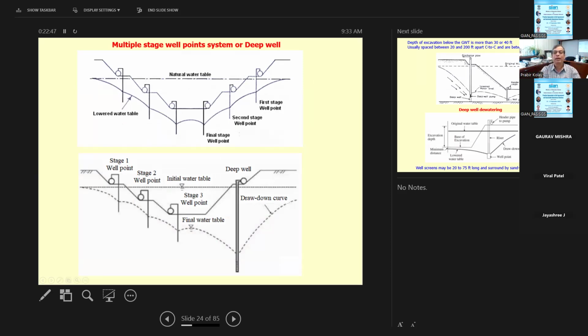Sometimes, as I mentioned, you can use the well point and also the deep well together. Because the capacity of the well point is less, you can use 3. Or you can use only one deep well, and then the water table can be reduced to a greater extent. So this is the combination you can use. You can use multiple stage well points, or well points and the deep well together.